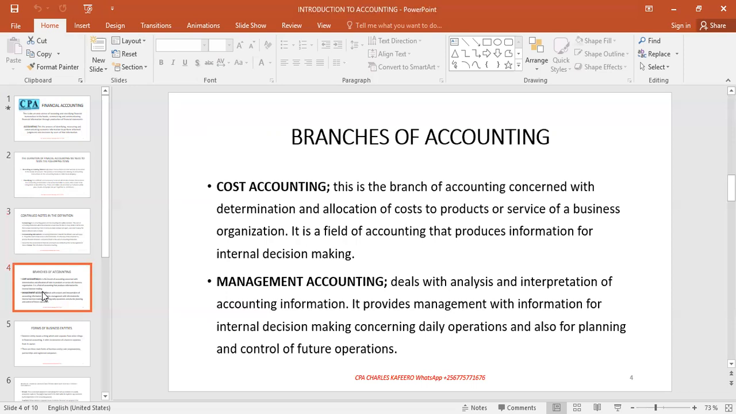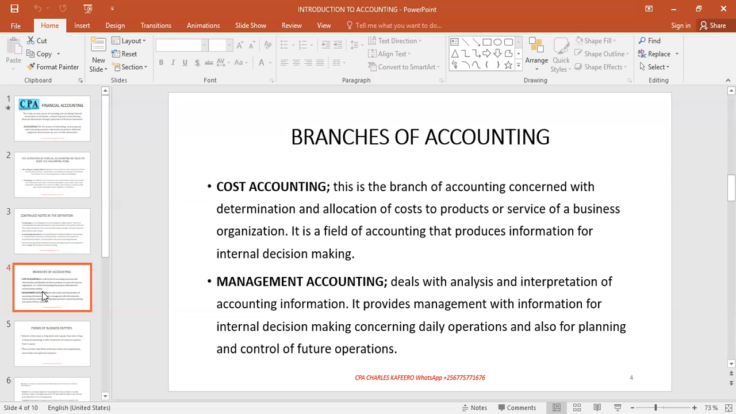Cost accounting is the branch of accounting concerned with the determination and allocation of costs to products or services of a business organization. So cost accounting is only interested in the allocation and determination of the costs of the products. If you want to know how much I spent on producing those goods, the cost accountant will be in charge of determining the raw materials we've used, the labor, the direct expenses, and other production costs that have been incurred in the production of those goods.